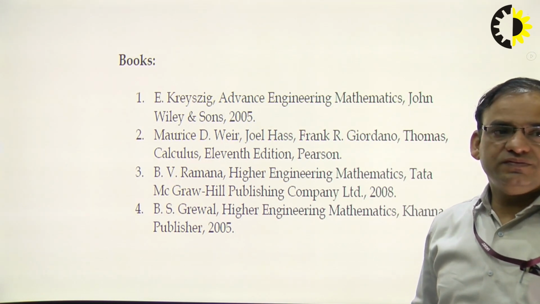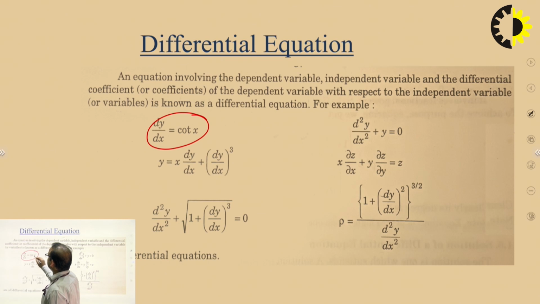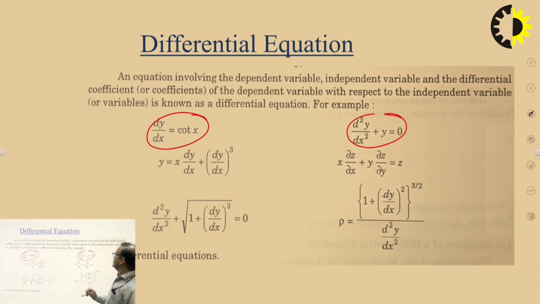You can observe the definition: an equation involving the dependent variable, independent variable, and the differential coefficients of the dependent variable with respect to the independent variables is known as a differential equation. For example, we have the following differential equations. This is dy by dx is equal to cot x. This derivative is also a type of differential equation. This equation is a second order differential equation.